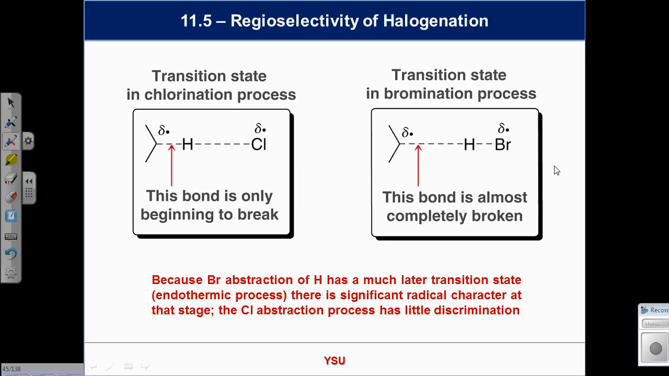This now is important because we're talking about the different transition states. We're talking about the development of the radical character. And I'm not using delta plus anymore, I'm using delta dot. Delta dot here is key. We're building up radical character on the central carbon.